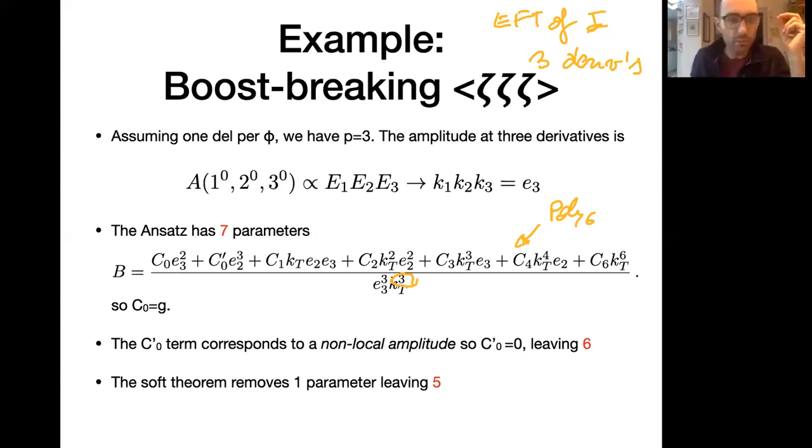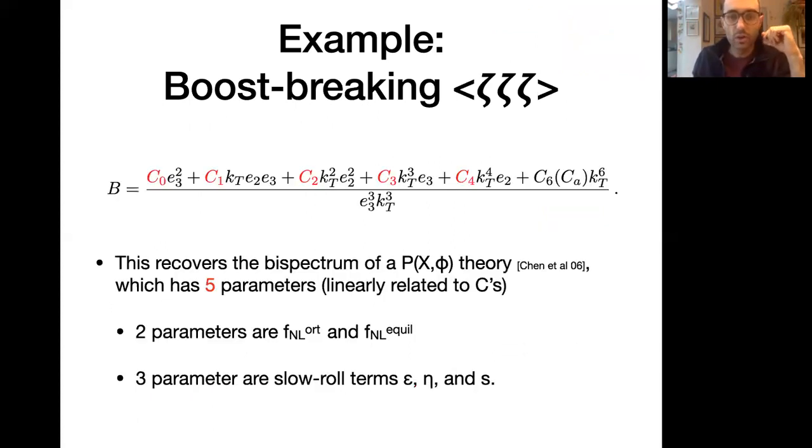And then you start by imposing that the amplitude limit is local. And that says that this operator cannot appear. And then you're left with six parameters. But now you have the soft limit, and that removes one and brings it down to five parameters. And sure enough, those five parameters are nothing but f_NL equilateral, f_NL orthogonal, epsilon, eta, and s, where s is defined to be the variation of the speed of sound, dimensionless.